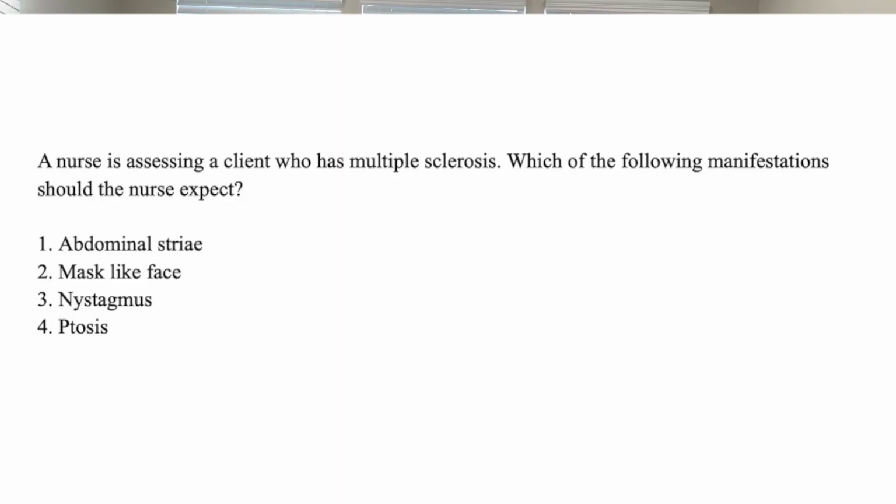Number 10. A nurse is assessing a client who has multiple sclerosis. Which of the following manifestations should the nurse expect? 1, abdominal striae. 2, mask-like face. 3, nystagmus. Or 4, ptosis. So here the answer is number 3, nystagmus, right? Let's look at the question.